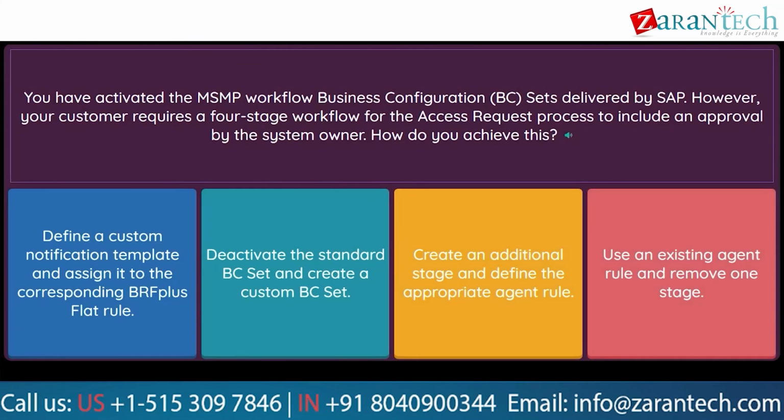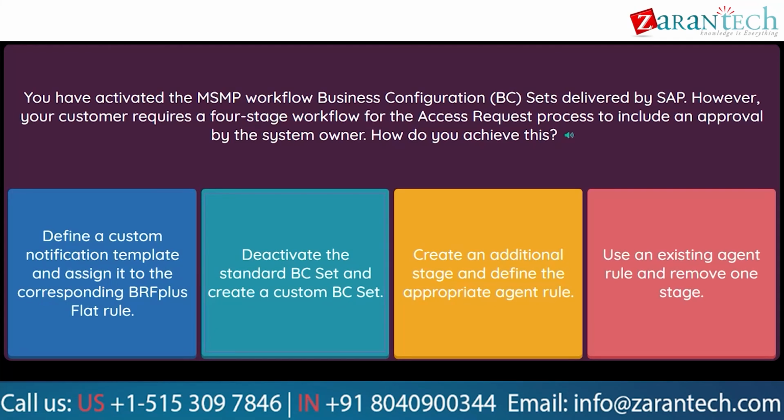Question: you have activated the MSMP workflow business configuration, BC, sets delivered by SAP. However, your customer requires a 4-stage workflow for the access request process to include an approval by the system owner. How do you achieve this? Option 1: define a custom notification template and assign it to the corresponding BRF plus flat rule. Option 2: deactivate the standard BC set and create a custom BC set. Option 3: create an additional stage and define the appropriate agent rule. Option 4: use an existing agent rule and remove one stage.